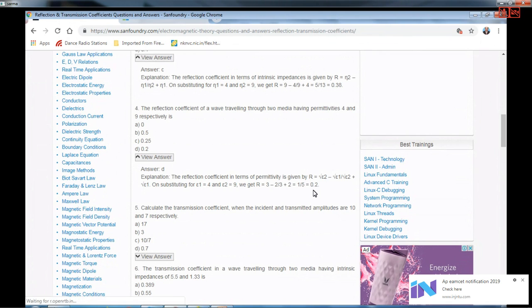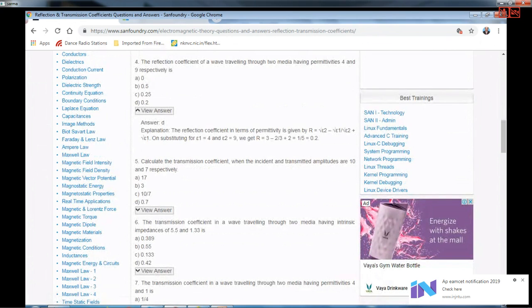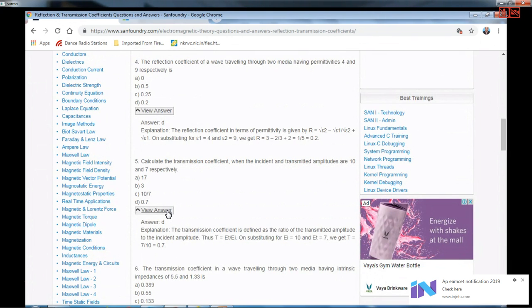Now, calculate the transmission coefficient when the incident and transmitted amplitudes are 10 and 7. The incident voltage wave has an amplitude of 10, whereas the transmitted voltage wave has a value of 7. So it is 7 by 10. It should be 0.7, because the transmission coefficient is defined as the transmitted voltage amplitude by the incident voltage amplitude. So 7 is the transmitted one in this case and 10 is the incident one. So 7 by 10 is going to give you 0.7.